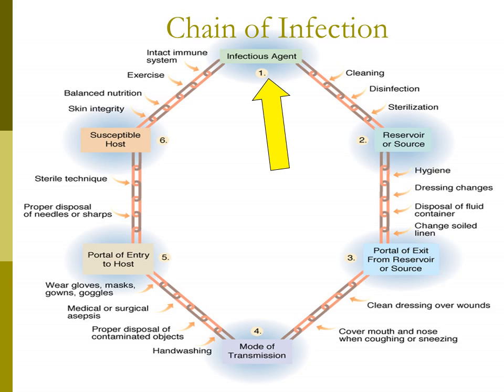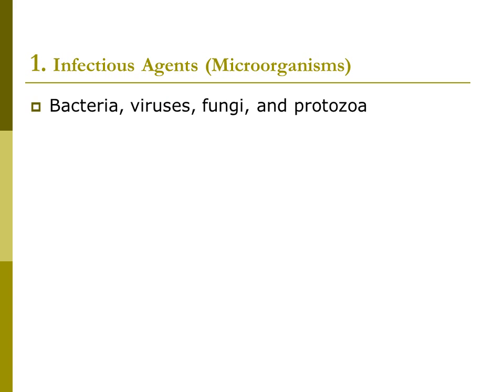So let's talk about the chain of infection, and we'll start with the infectious agent or pathogen. Remember that the presence of a pathogen does not mean that an infection will occur. Infections develop if the chain stays intact. It is very important that nurses follow infection prevention and control to break this chain of infection. So what are some of the infectious agents? Well, there are bacteria, viruses, fungi, and protozoa.